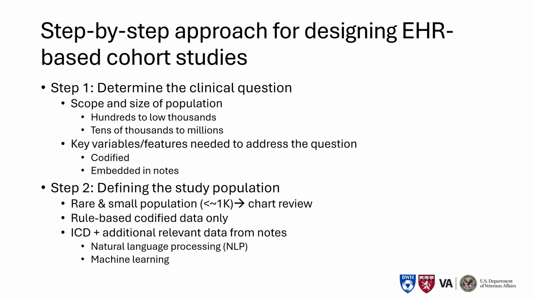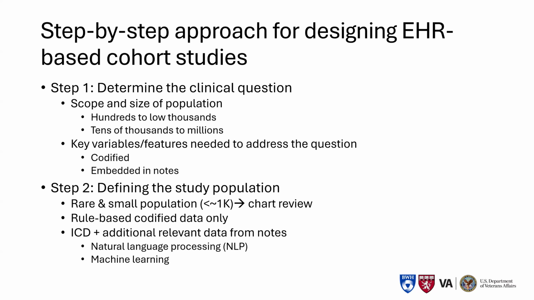Step two is defining the study population. So now you have your question. What is a feasible population for you to study? Is your condition very rare? Is it a small population? Is it something where the only way you can get it is chart review? Think about whether the codified data are good enough.